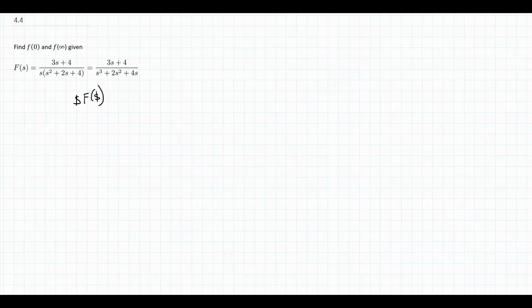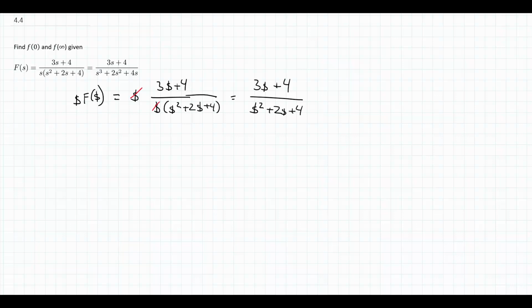We have to check the poles of s times F of s. That is s times, and I'll use the factored form for this, 3s plus 4 over s squared plus 2s plus 4. The s on top and the s on the bottom cancel each other out, so I can rewrite this as 3s plus 4 on the top, and s squared plus 2s plus 4 on the bottom. And we want to know the poles of this system.